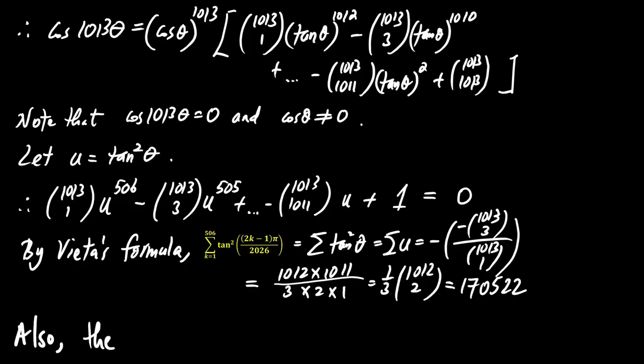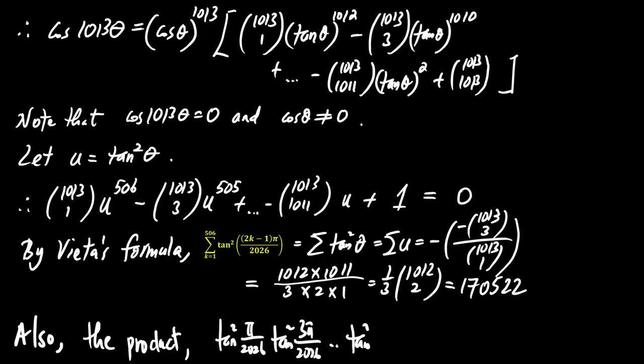We can also compute the product of all these tangent squared terms. This entire product is equal to the product of all 506 roots of our polynomial in u, which by Vieta's formula is simply 1 over 1013.